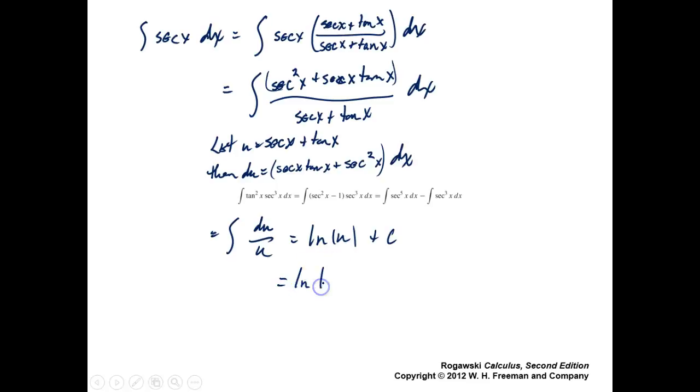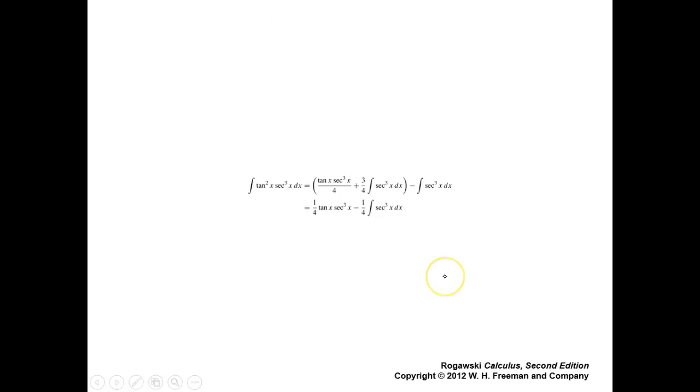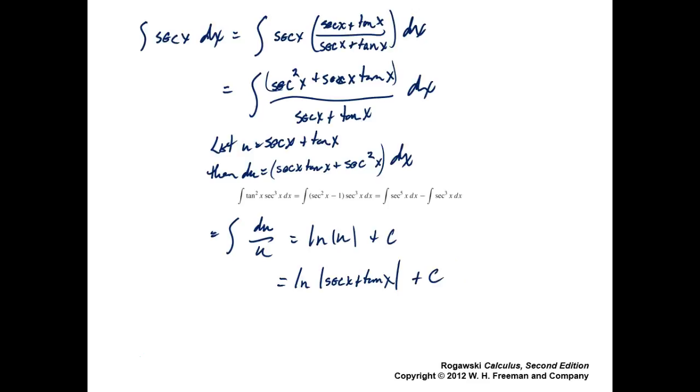The log of secant x plus tangent x plus c. There we've done it. We've derived the second one. The integral of secant x dx is the log of the absolute value of secant x plus tangent x plus c.